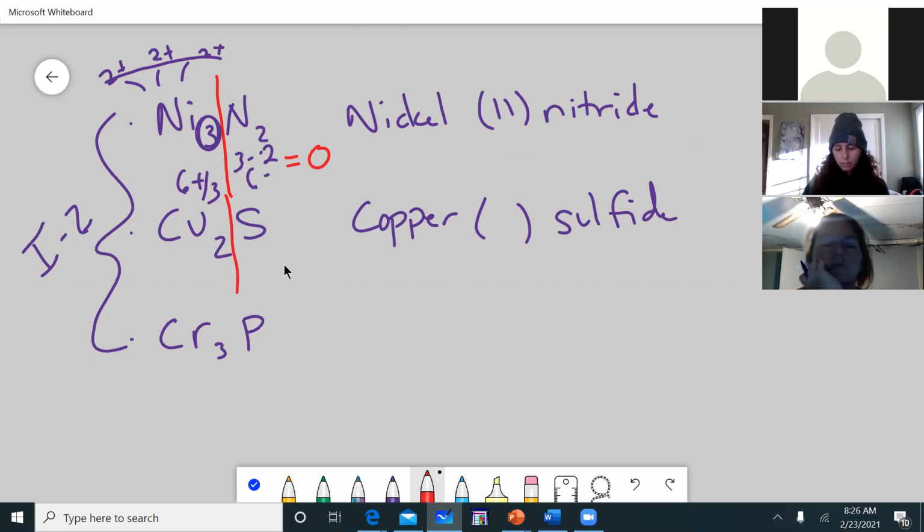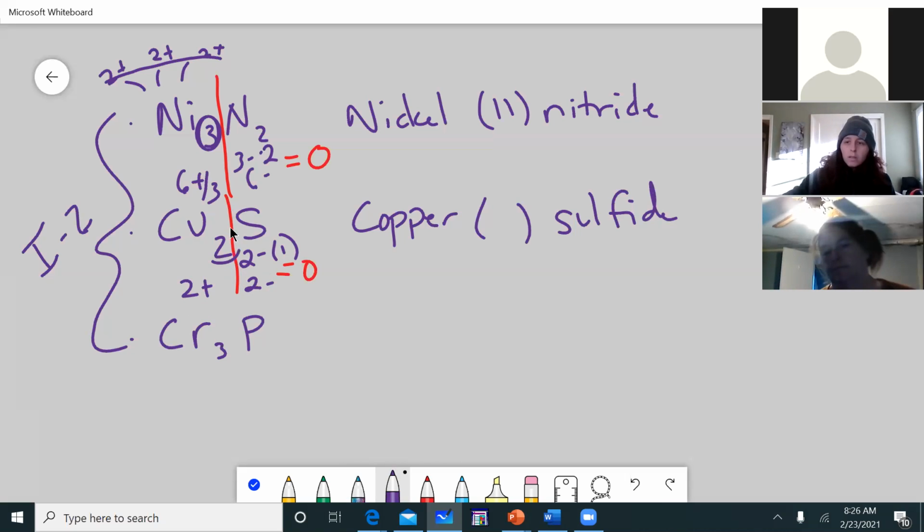So I'll cut it in half. The whole thing needs to equal 0. What is the charge on sulfur always? 2-. How many of them are there? 1. So times 1, so it's just a 2- charge. So this side has to be a 2+. And how many of them are there? There's 2 of them, so we have to divide this by 2 to give us copper 1 sulfide.